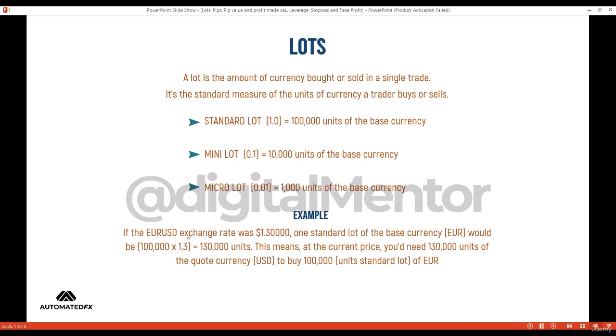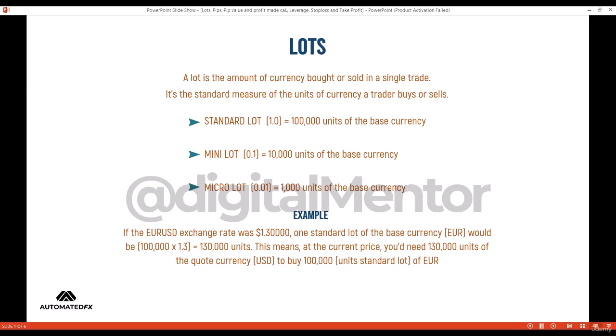So if the Euro USD exchange rate at this time is 1.30000, it means one standard lot of the base currency, which is euro, would be 100,000 times 1.3. Okay, that's 130,000 units. So this means that at this current price, you will need 130,000 units of the quote currency, which is USD, to buy 100,000 units of the base currency. Okay, that's when you're using standard lots in this case.